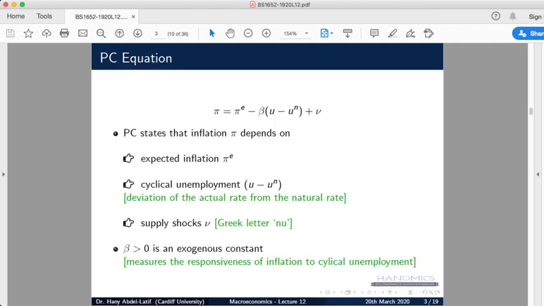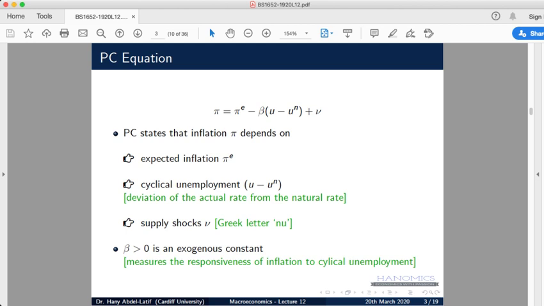We also spent a good time in the lecture last time trying to show how we can derive the Phillips curve, including, as I said, expectations and the supply shocks, from the short-run aggregate supply curve, which we discussed in the lecture last week.